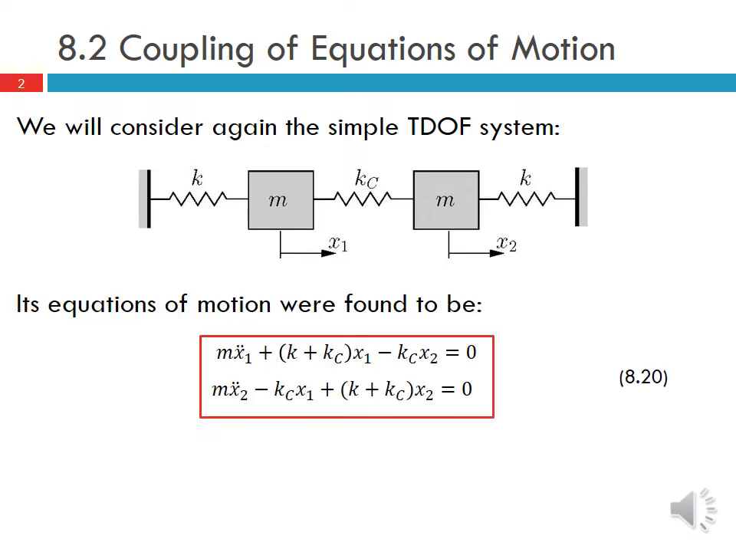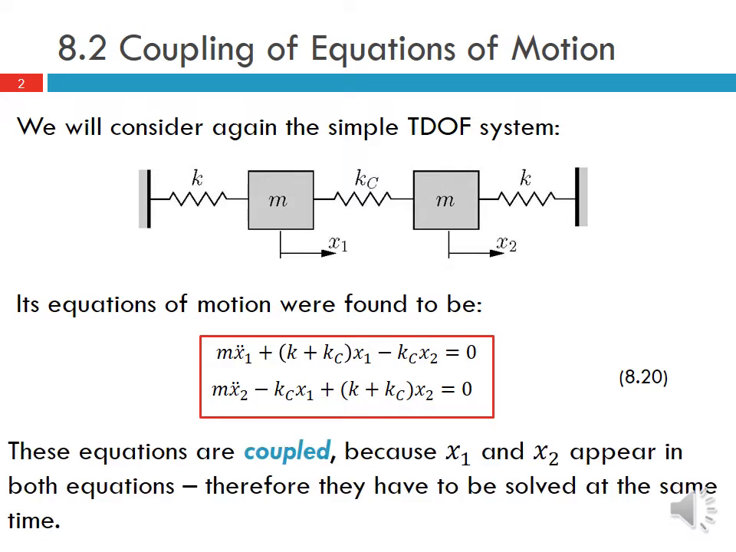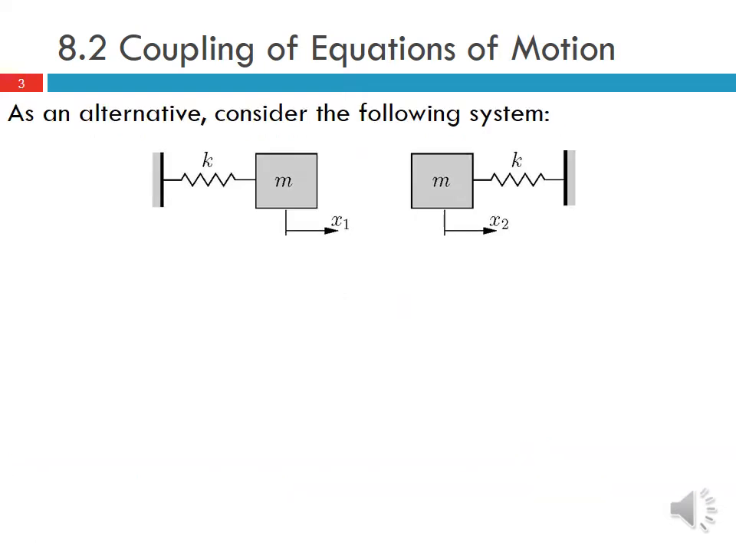Its equations of motion were found to be m x1 double dot plus kc x1 minus kc x2 is equal to 0, and m x2 double dot minus kc x1 plus (k plus kc) x2 is equal to 0. These equations are coupled because x1 and x2 appear in both equations. Therefore, they have to be solved at the same time. As an alternative, we can consider the following system.